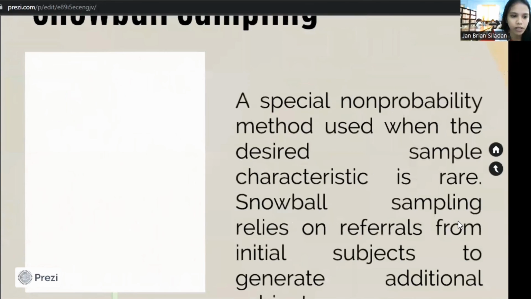Next, number 4, the snowball sampling. A special non-probability method used when the desired sample characteristics are rare. Snowball sampling relies on referrals from the initial subjects to generate additional subjects.